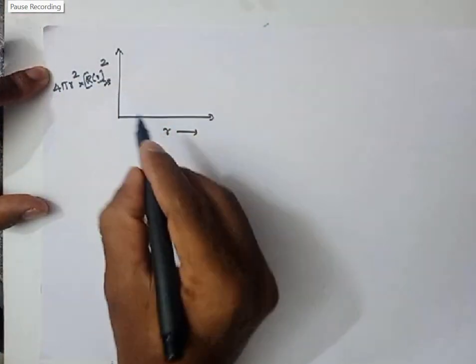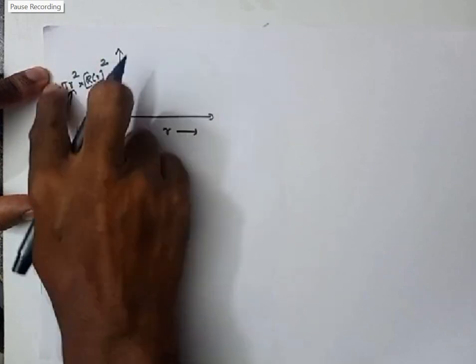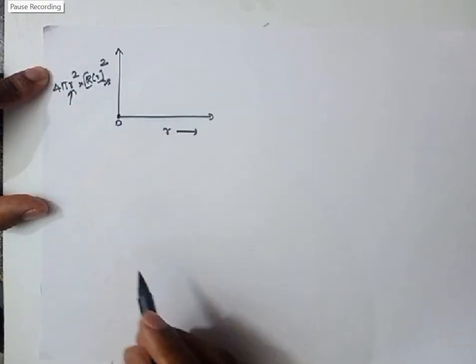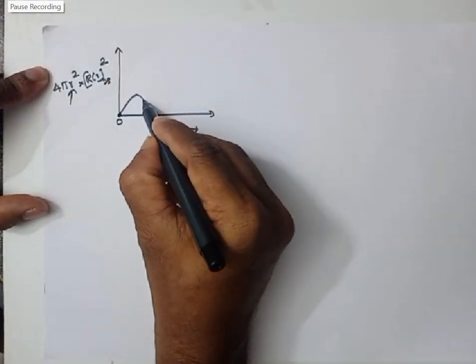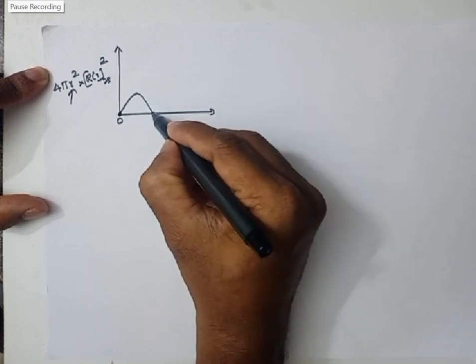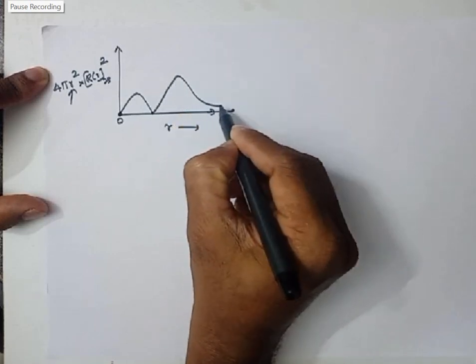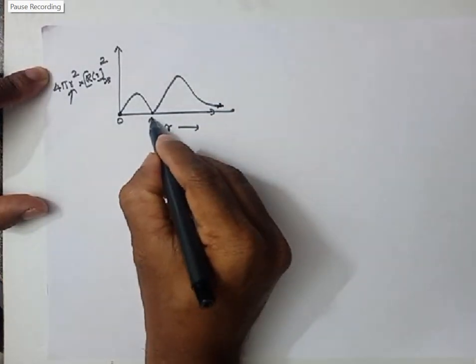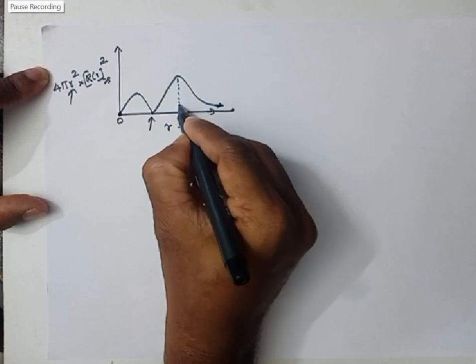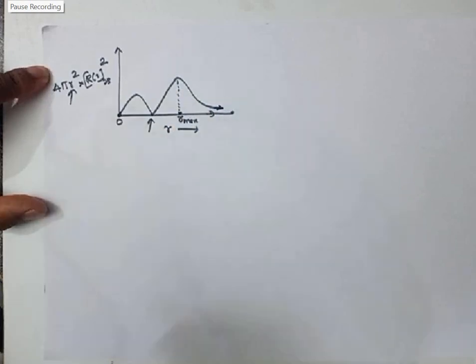If you plot this, now we have r here. So if I put r equal to 0, the entire quantity becomes 0. As r increases, it increases initially and becomes 0 at node. Then again it increases, reaches a maximum, then it goes to 0 as r approaches infinity. So here we have a node and we'll get a maximum at some distance. So this is the r max for the 2s orbital.